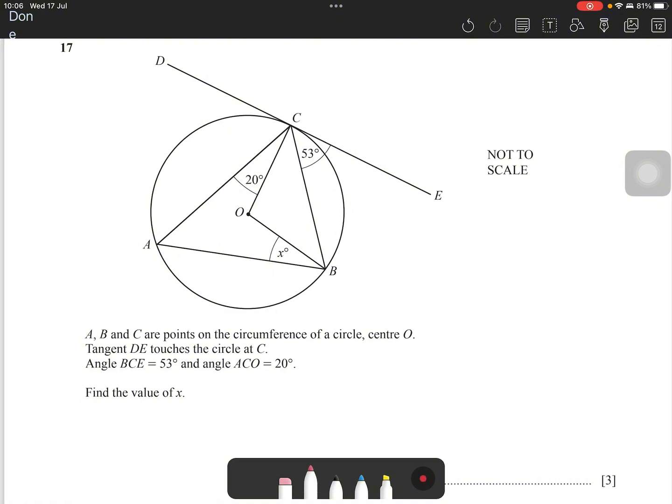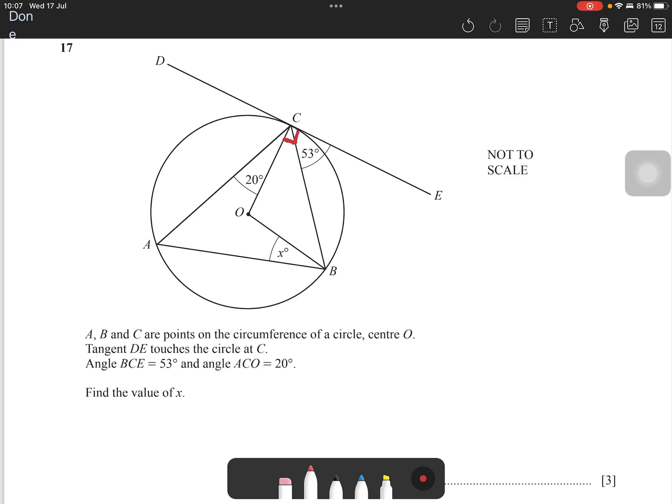Question 17. A, B, and C are points on the circumference of a circle center O. Tangent DA touches the circle at C, which means OC is perpendicular to DA, or we can say that the angle ECO is 90 degrees. Angle BCE equals 53 degrees, and angle ACO is 20 degrees. Find the value of x.